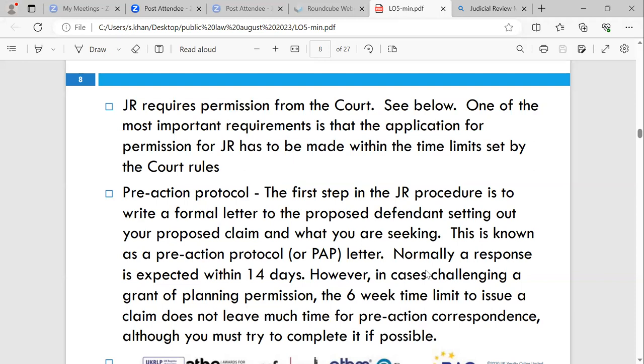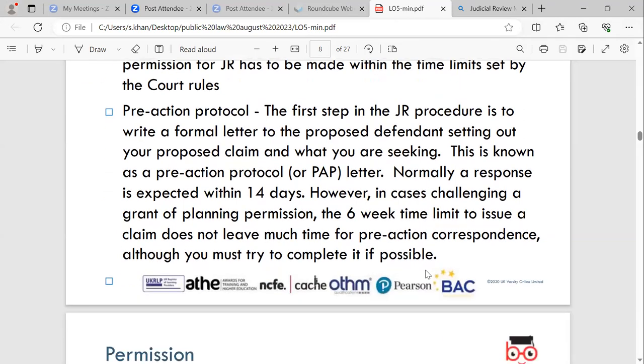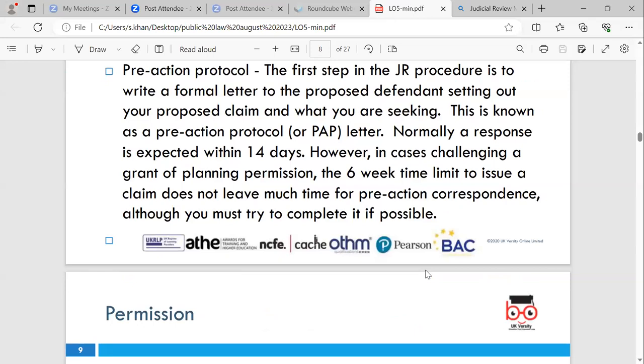Normally, a response is expected within 14 days. In cases challenging a grant of planning permission, there is a 6-week limit to issue a claim. This does not leave much time for pre-action correspondence, although you must try to complete it if possible.